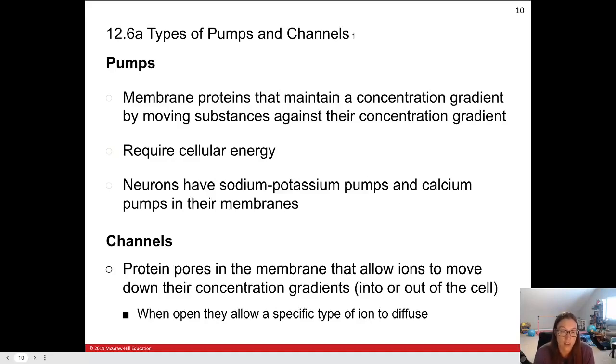And then they also have channels. So channels are protein pores in the membrane that allow ions to move down their concentration gradients, right? So from an area of high concentration to an area of low concentration. This does not require energy, right? It's like that bowling ball can just roll down the hill by itself. And then some channels are always open and some are closed, and they open momentarily and close again, but when they are open, they allow a specific type of ion to diffuse. So they don't allow everything to diffuse, only that specific type of ion.